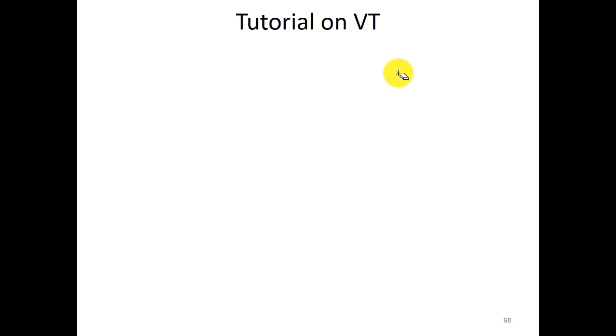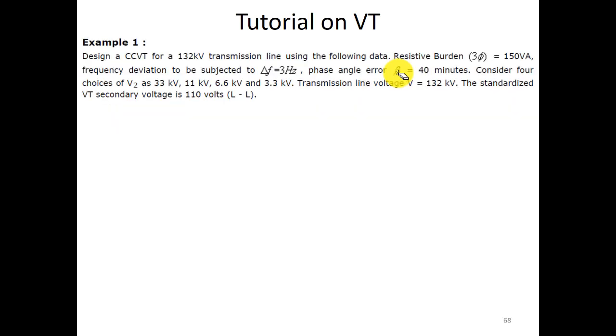In fact, we'll discuss the ratio error and phase angle error through these tutorials, and you will understand very easily through the examples, right? First example is we need to design a CCVT for a 132 kV transmission line using the following data. What are the data given here? One is resistive burden, that is 150 volt ampere, which is nothing but the burden of the relay.